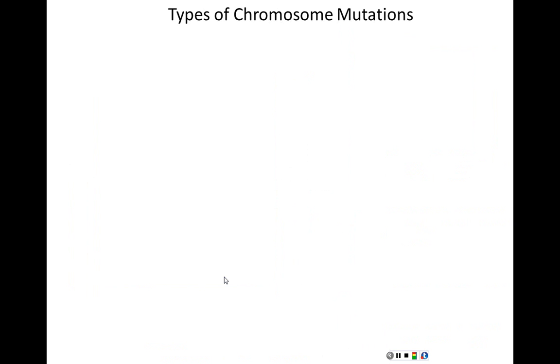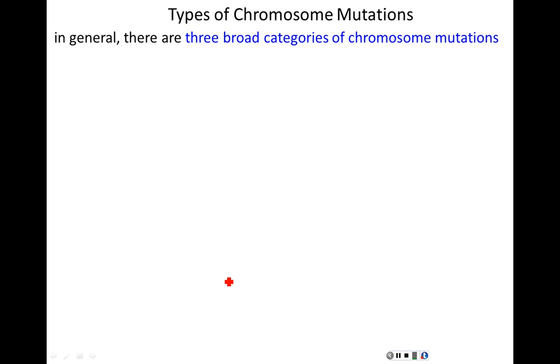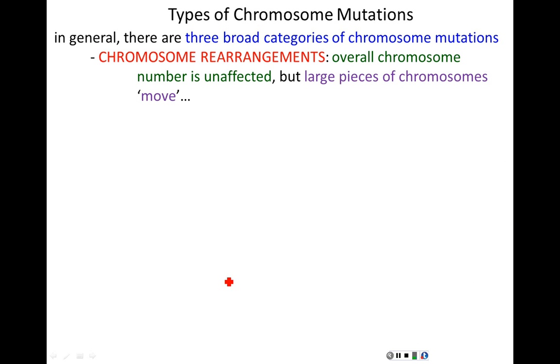So, if that's what chromosomes should look like, what are the different types of chromosome mutations that we might be faced with? In general, there are 3 broad categories of these types of large-scale chromosomal mutations. The first are the chromosomal rearrangements. Here, the overall chromosome number is unaffected. And so we're supposed to have 46 chromosomes, and if we have chromosomal rearrangements, we still have 46 chromosomes, but large pieces of chromosomes move. These mutations alter the chromosome structure because now we have pieces, large chunks of chromosomes moving all over the place.